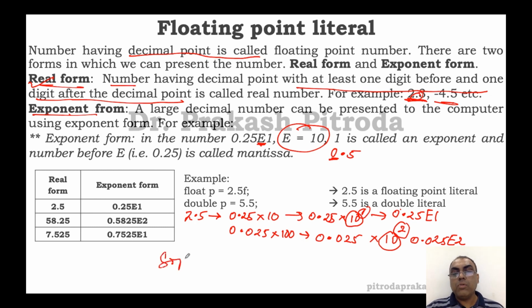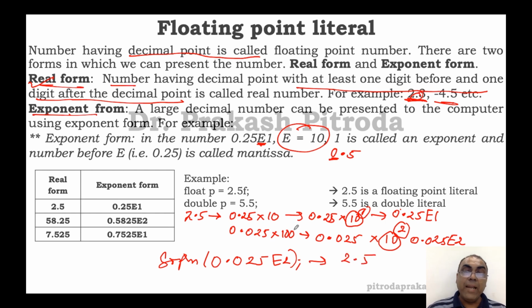So if I say system.out.println 0.025 E2, then the computer on the screen will print 2.5. The computer will do the calculation. So I can present a number to the computer in an exponent form, where it's very important, e is called an exponent, and the number before e, that is 0.25, is called the mantissa, and 1 is your exponent value. That is your power value. So in this case, this is your mantissa and this is your exponent. In this case, this is your mantissa and this is your exponent.